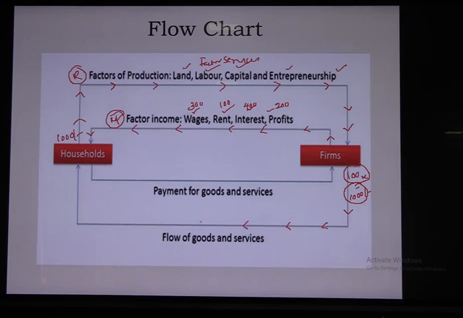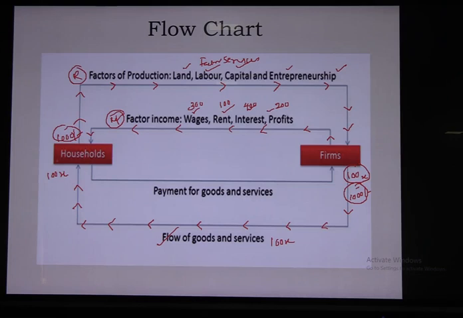Third flow coming from firm to household. What's the third flow? It is the flow of goods and services, this 100x. From firm to household, this 100x will reach here. All income reached here, 100x reached here. Then what will the household do? Household will use this 1000 rupees for purchasing this 100x.